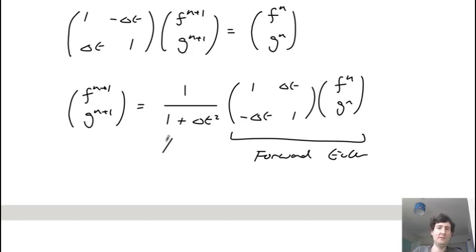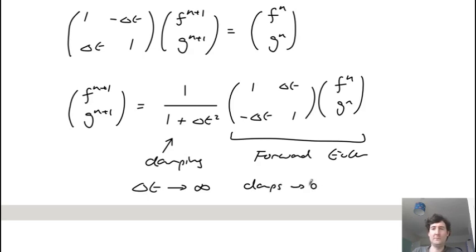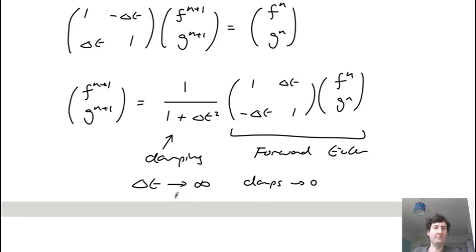And then here we have this damping factor. So it goes like delta t squared, so it's larger than any of these terms here. And so as delta t goes large, so as delta t goes to infinity, for example, this term at the front damps the whole thing towards 0. And so as the delta t gets larger and larger, this oscillation decays in time.